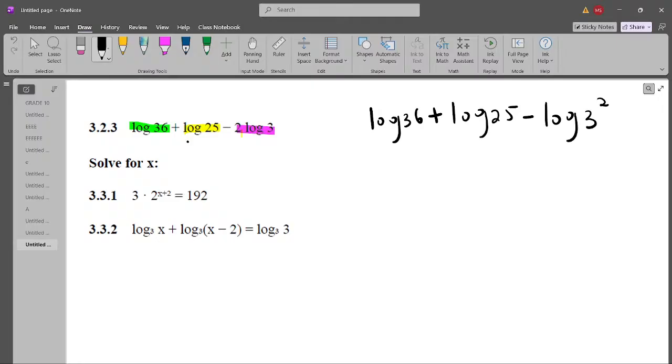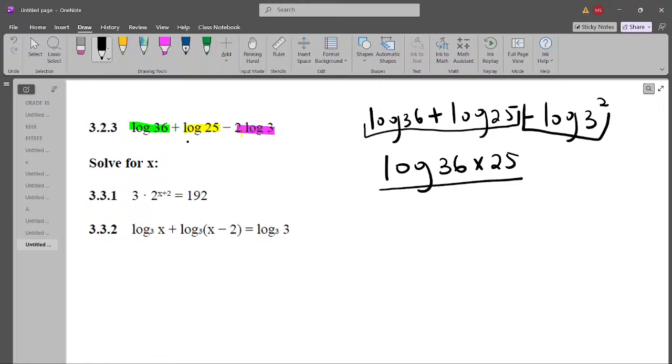And then we will see where this leads to. Remember now, the rules of the log say what? When you add, you need to multiply the logs. So meaning we're going to have log 36, this we're going to multiply by 25. And then if we are minusing, we need to divide. 3 to the power of 2, this will be log, we need to divide it by 9, because 3 to the power of 2 is 9.